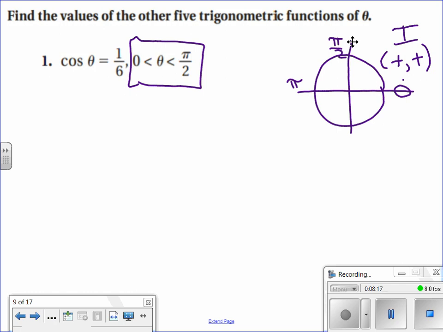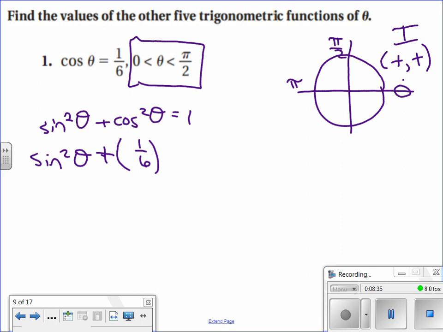Okay? So let's start ourselves up with our Pythagorean identity. Sine squared plus cosine squared equals 1. We're going to use some substitution. And we're going to substitute in a 1/6 in for cosine. Why is 0 and 2 pi the same exact thing, Spencer? They're the same exact location. Okay. Alright, so let's go ahead and square our 1/6 and get 1 over 36.